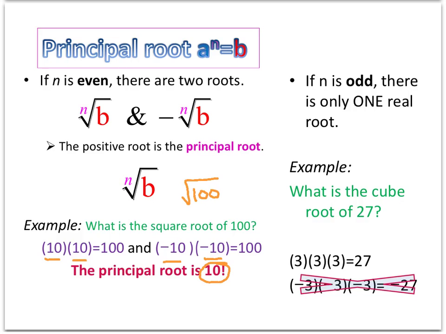Now, if my index is odd, we only ever have one real root. So for example, let's say I want to take the cube root of 27. Well, the only value that will give me that is positive 3. But let's say I want the cube root of negative 27. The only value that will give me that is negative 3. So for odd indices, the principal root is always going to be that one real root. Now, it's common to say that if the radicand is positive, then the principal root will be positive. If the radicand is negative, then the principal root will be negative, but that is only for odd indices.